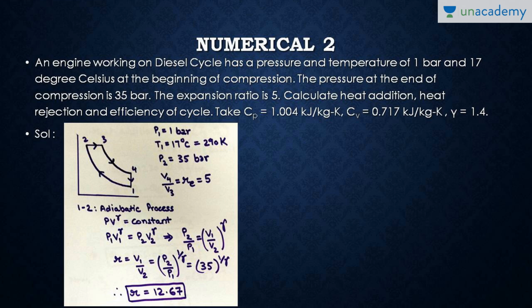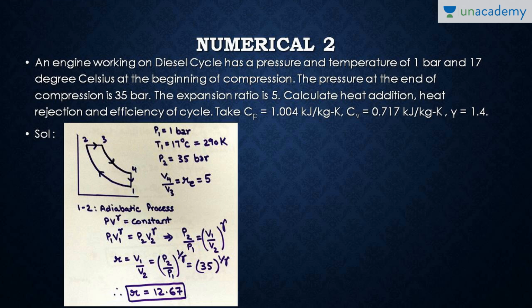Right. So first of all we will find the compression ratio, that is the value of R. Similarly, P1 V1 raised to power gamma is equal to P2 V2 raised to power gamma. P2 by P1 is equal to V1 by V2 raised to power gamma. We know that P2 by P1 is 35. So we write the compression ratio as 12.67, and the expansion ratio is given as 5.